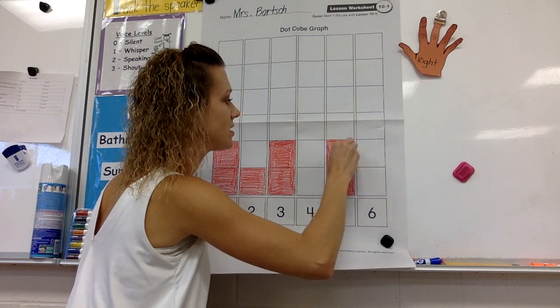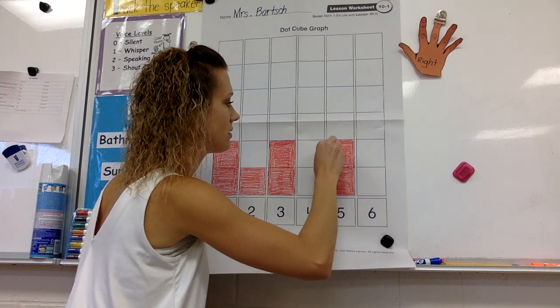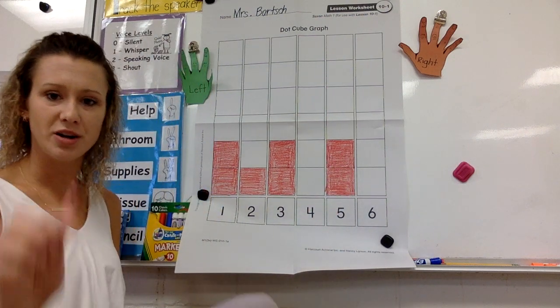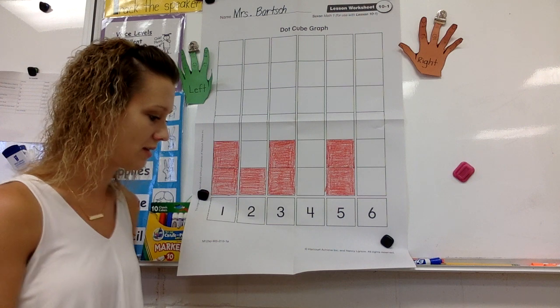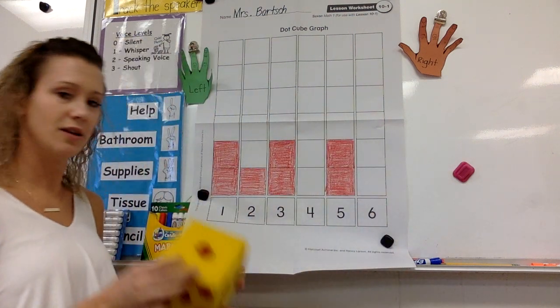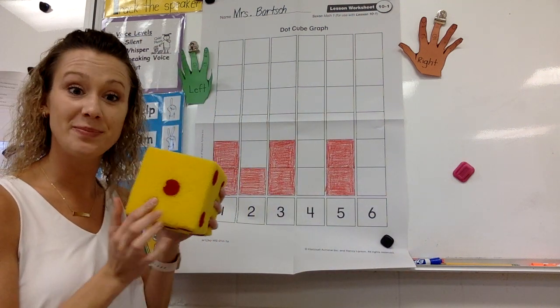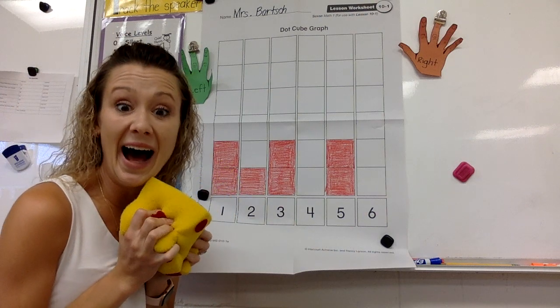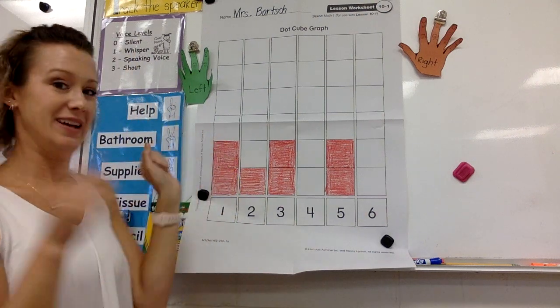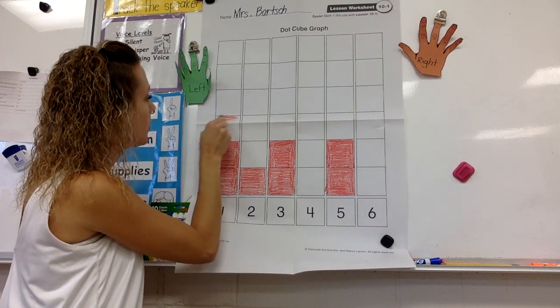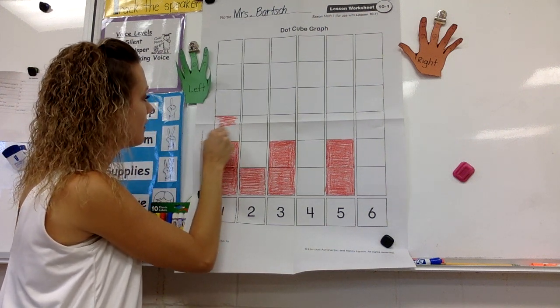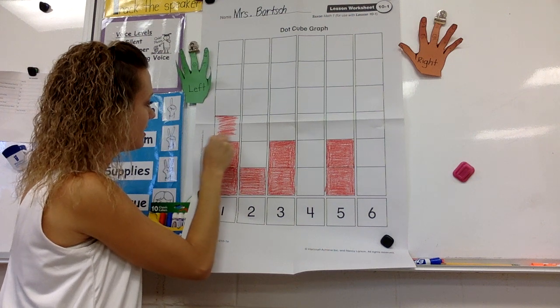All right, our graph is looking great. Park your red. We're gonna roll again. Here we go. Oh, look what I rolled. What number was on top? 1. Color 1 more square by number 1. Oh, baby. Our graph is looking great.